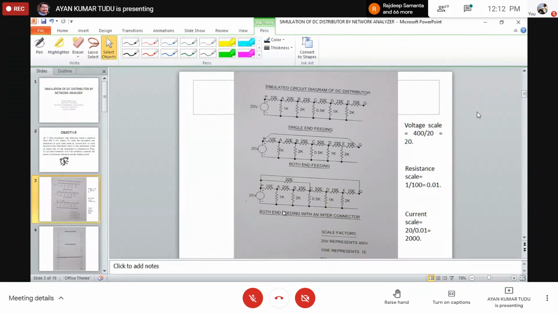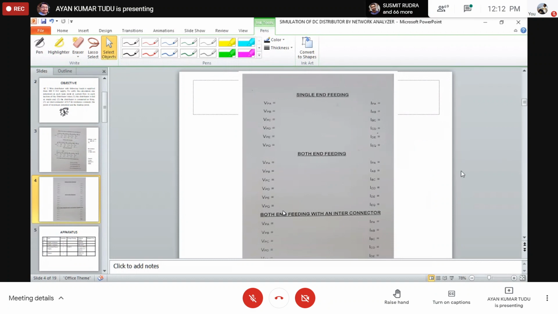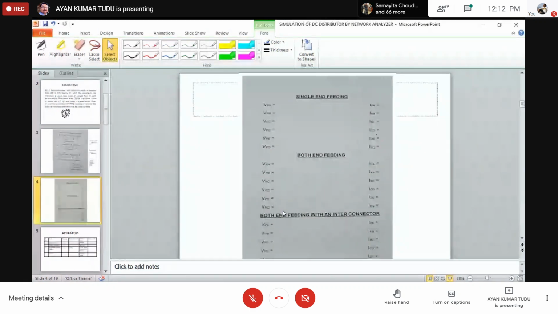We will try to simulate these three cases, single end feeding, both end feeding, and both end feeding with interconnector, in our network analyzer. In the process, we'll be finding out these current values. I hope it is visible. I'm just making it large. Everything is very slow today. I hope you can see it.